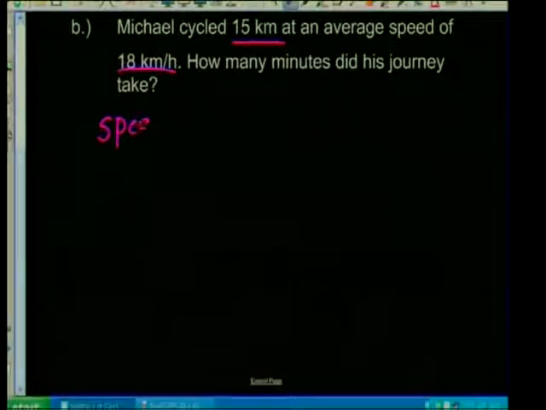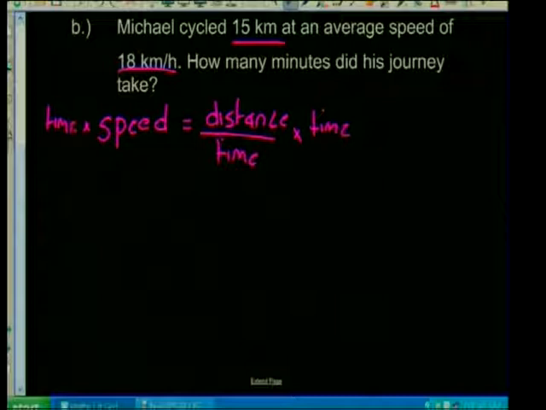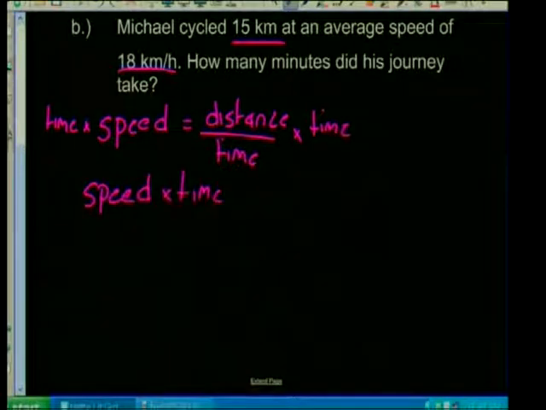Speed was actually our distance divided by time. So if I manipulate this formula, and my impression is that they would probably give you the formula in its correct format, what we need to do is get rid of time. So we're going to times that there, times it over there. So we've got speed times time equals distance.